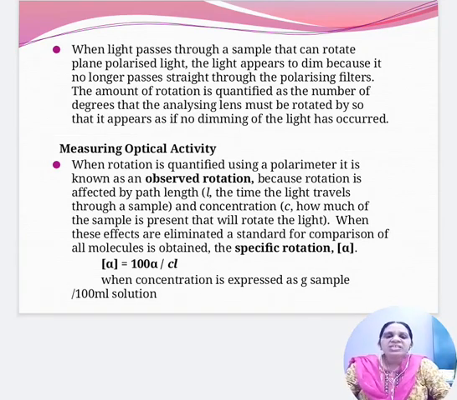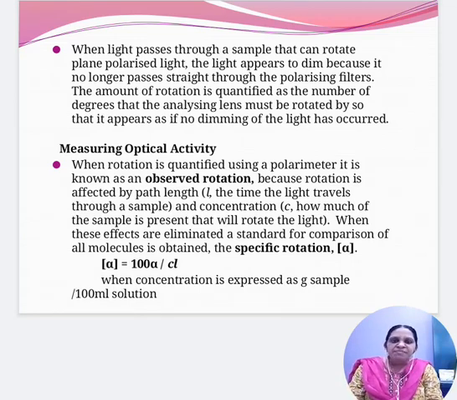When rotation is quantified using a polarimeter, it is known as observed rotation. Now you are quantifying your process. You are measuring the angle of rotation. It is known as observed rotation because rotation is affected by the path length and concentration.